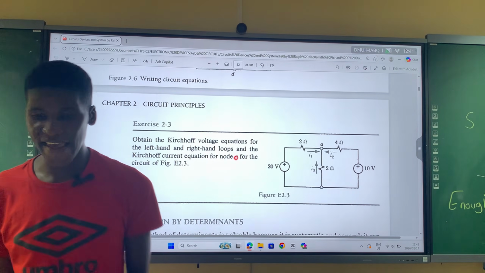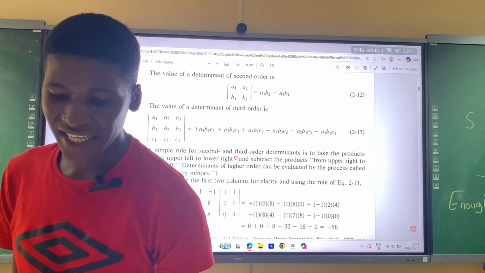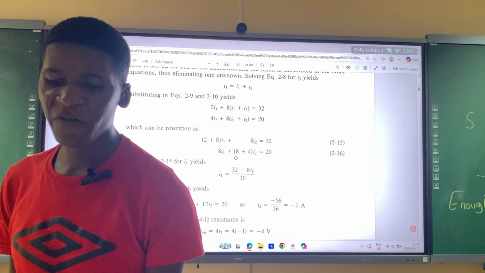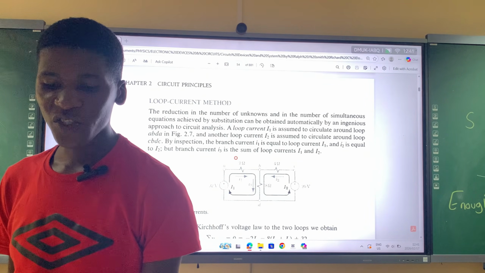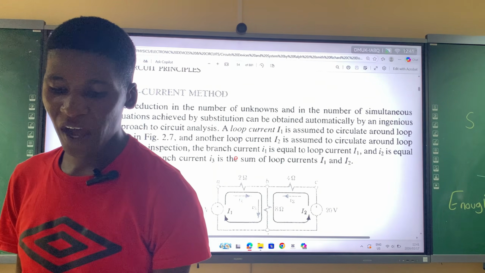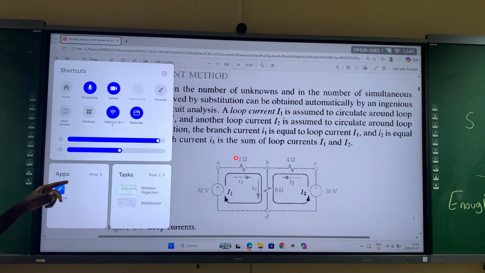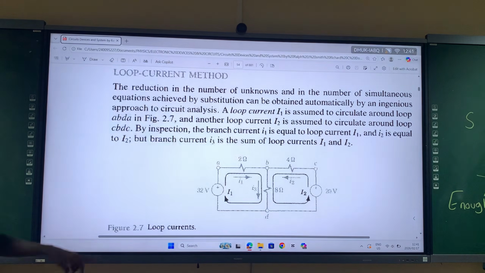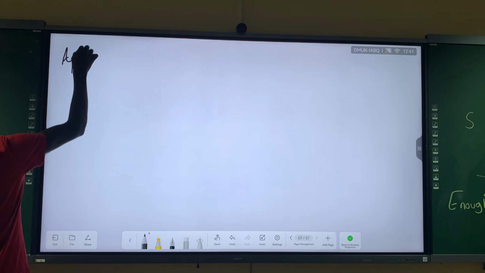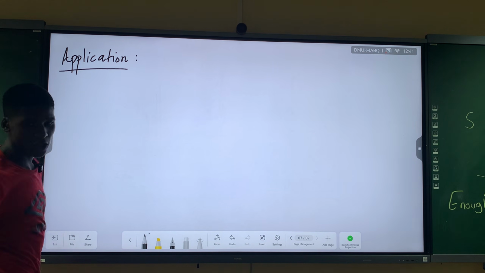But basically, let's try to do a real problem, because here I'm just writing my expressions. Determinants are just a method of solving if my equations are so complicated. You can use many different types of methods. So now let's look at the first way of applying this, the loop current method. So now, the application of Kirchhoff's laws.